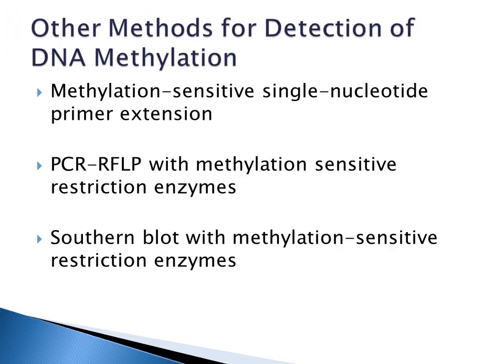Other methods can be used to detect DNA methylation, such as methylation-sensitive single nucleotide primer extension, PCR RFLP with methylation-sensitive restriction enzymes, and Southern blotting with methylation-sensitive restriction enzymes.